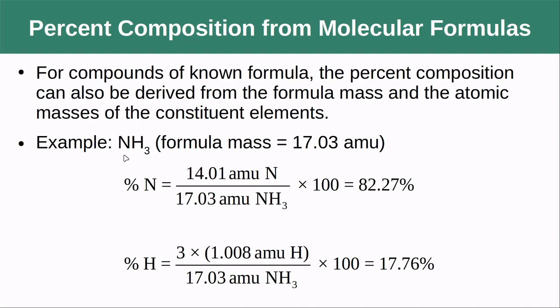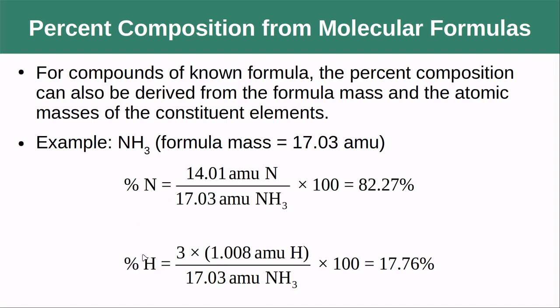For a little refresher, for instance, if I wanted to find the formula mass of this ammonia molecule here, I would look up the atomic mass of nitrogen. I would look up the atomic mass of hydrogen. I would add the atomic mass of nitrogen plus 3 times the atomic mass of hydrogen, and I would come up with 17.03 AMU. After that, I can calculate the percent nitrogen by taking just the portion of the formula mass that is due to nitrogen, and dividing it by the overall formula mass for the compound. I multiply that by 100%, and I can see that it's 82.27% by mass nitrogen.